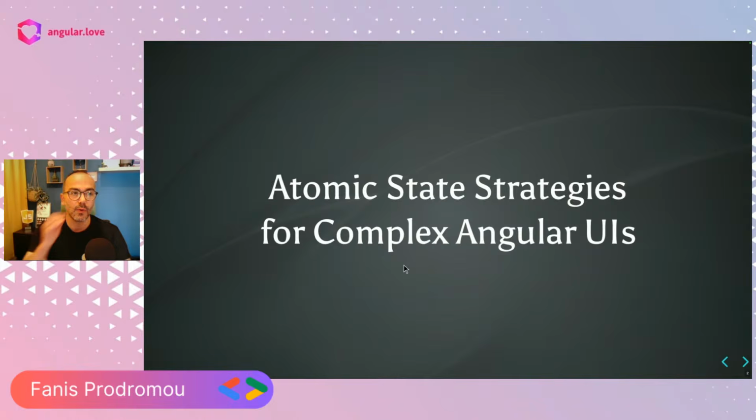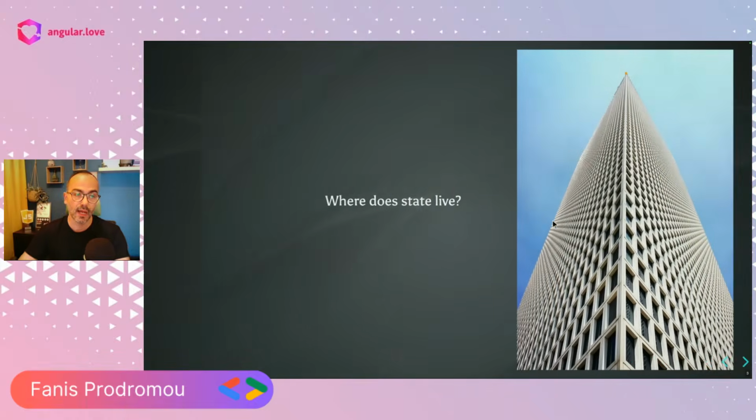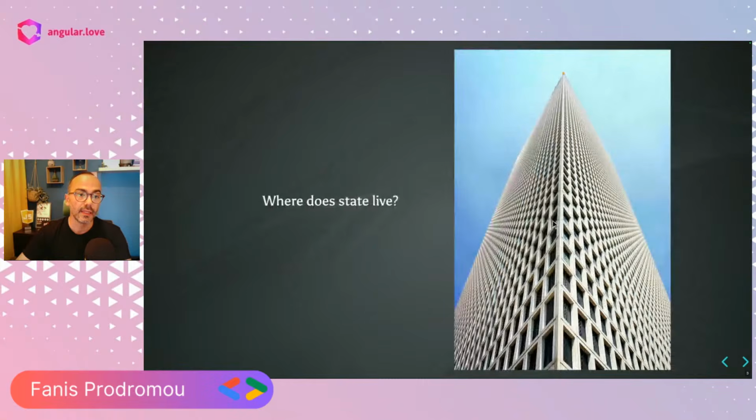Perhaps you might already have something in mind in terms of complex Angular UI, and you know what state strategies are. But how about the atomic part? What are the atomic state strategies? This is what I plan to do today. I plan to explain to you a very nice pattern. But first, I have a rhetorical question.